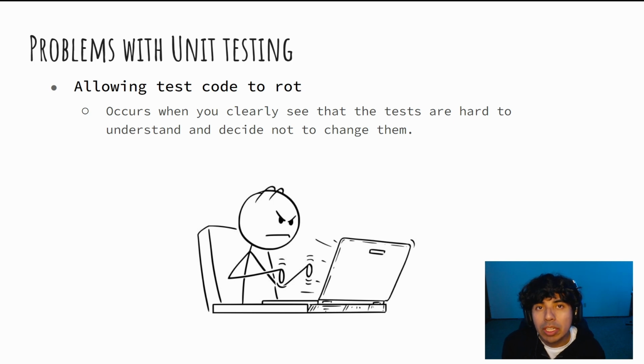So the last important unit testing problem that we can encounter is whenever we allow test code to rot. So this occurs every time we don't understand a code and we decide not to change it until later on in the development process. So as developers, it's ideal for us to change it right away in a way that we can understand it so that we can easily spot any defects and issues with the code early on in the development process and not have to do it later on.